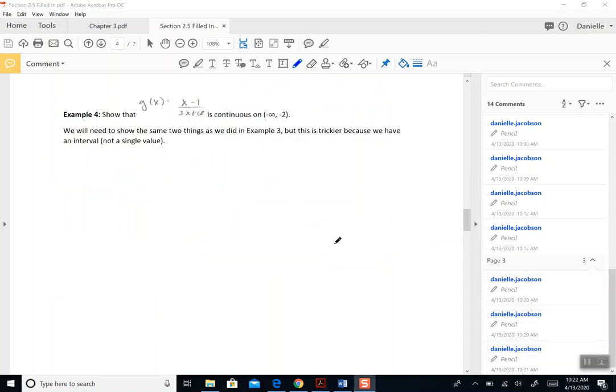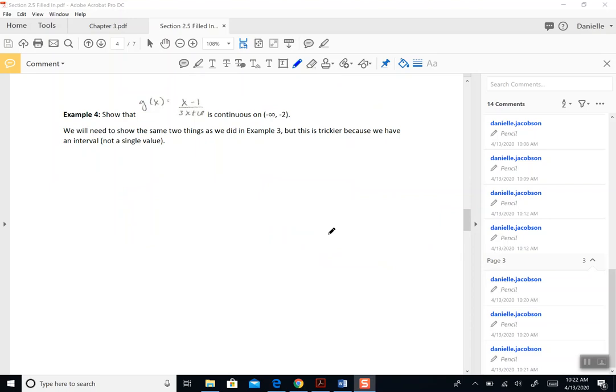All right, so the next example is somewhat similar, but it adds a different component of complexity. So what we're going to do is show that the function g of x equals x minus 1 over 3x plus 6 is continuous on the interval from negative infinity to negative 2, not including the endpoints. All right, so we need to do the same thing. We need to use the definition of continuity to show this.